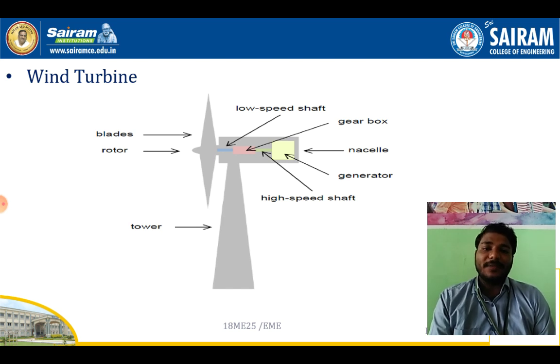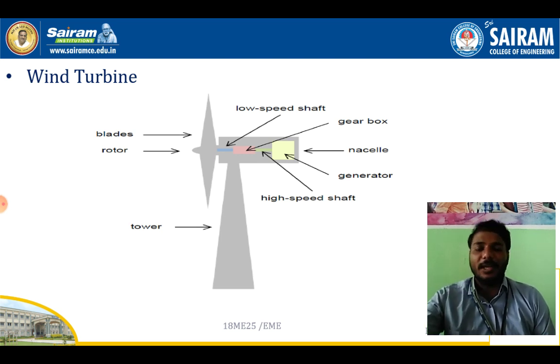Again, the high speed shaft is connected to the generator. Once the shaft starts rotating, it drives the generator, which is connected to the turbine. In this continuous process, the turbine blades keep rotating, electricity is generated, stored, and supplied through the tower. So this is about the wind turbine.